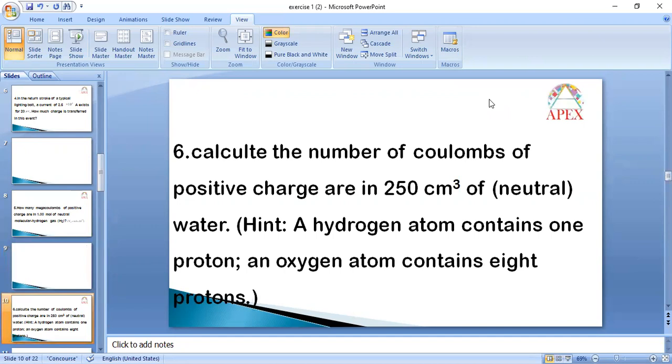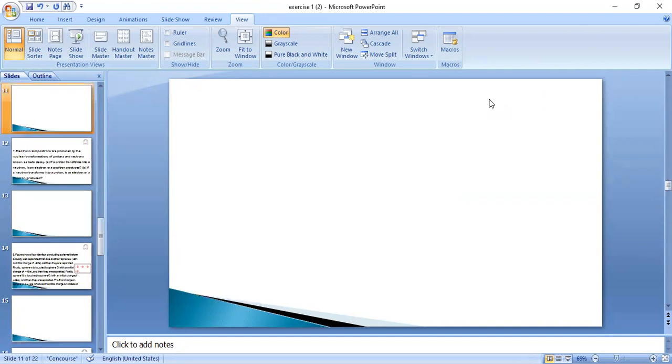Question number 6 only. Read the question. Calculate the number of coulombs of positive charge in 250 centimeter cube of water. In 250 centimeter cube of water, they are asking us to calculate total positive charge.